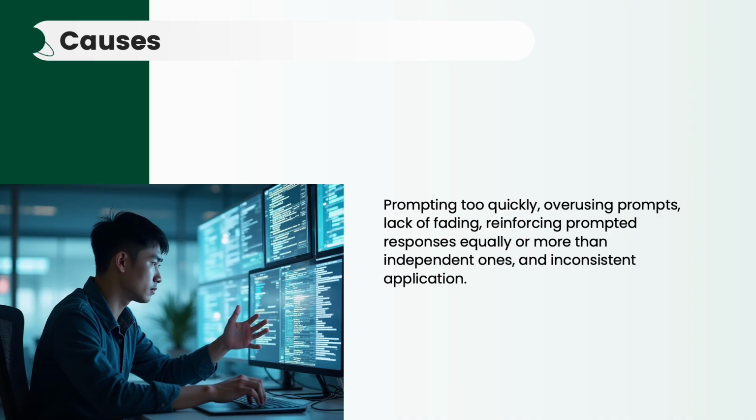Overusing prompts. If we always prompt, the learner becomes dependent on it. For an example, every trial includes a model. The learner learns to wait for the model. Instead, we should mix prompted and independent trials and fade prompts as soon as possible.